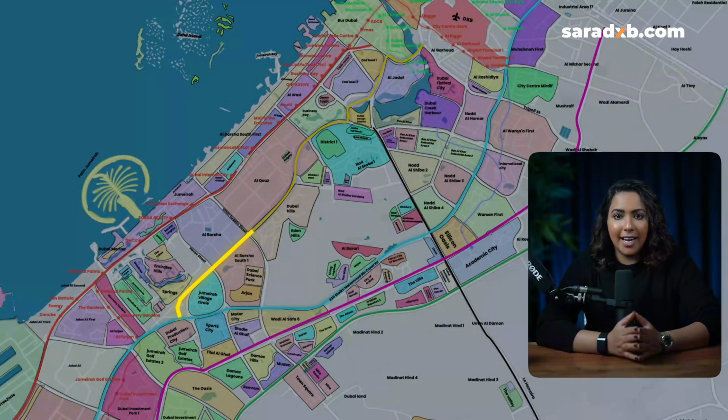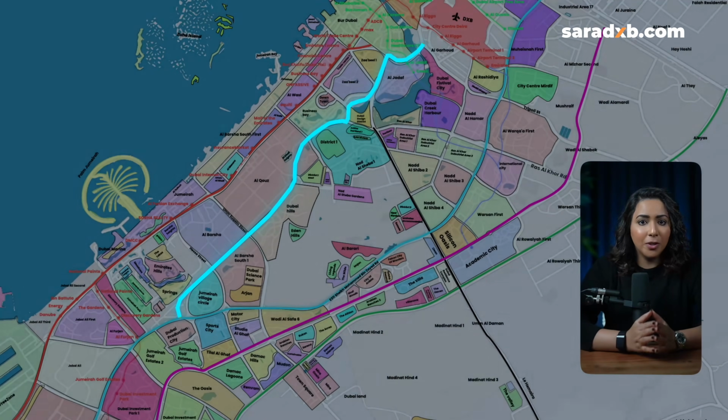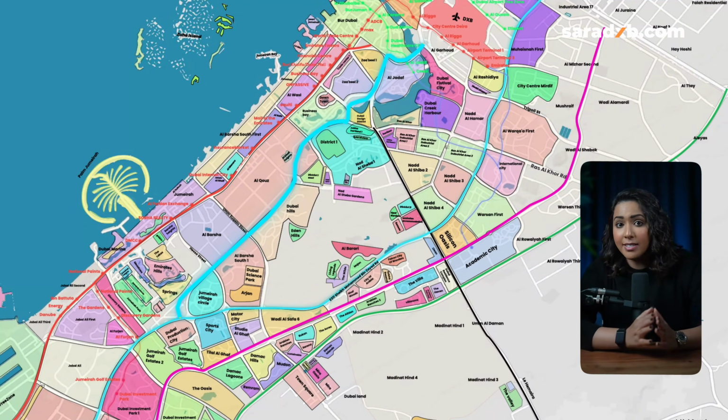Now we move into Al Khail Road, one of the most important parts of Dubai's map. If Sheikh Zayed Road is Dubai's financial and liquidity spine, then Al Khail Road is the city's residential planning belt. This is where families, golf course communities, and mid-term investors sit. This belt represents the middle layer of Dubai.